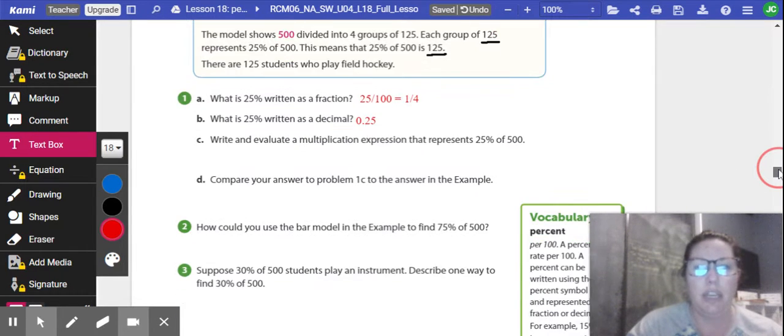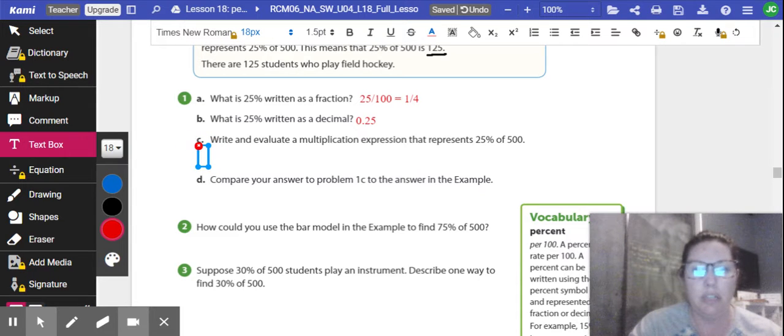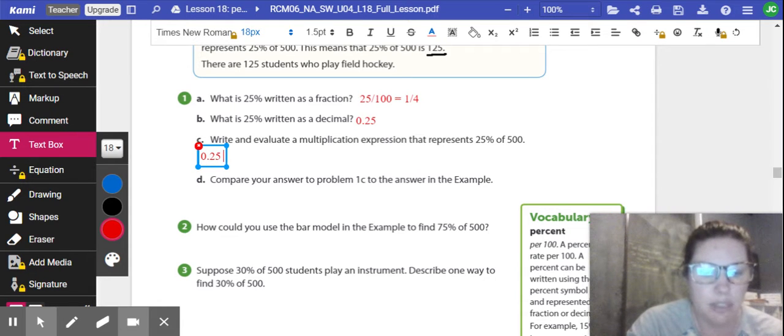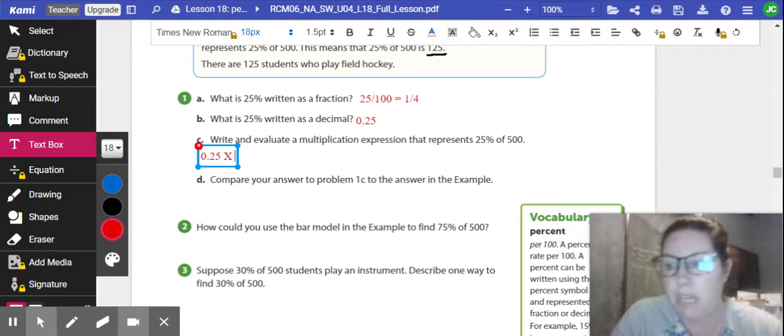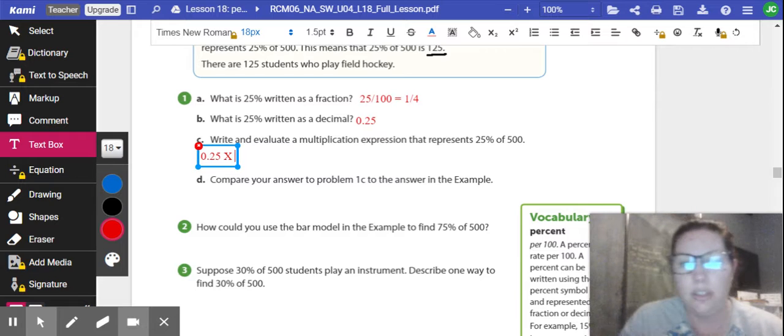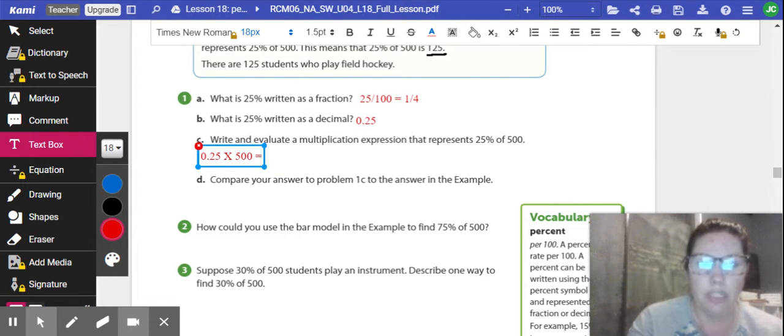Okay, part C. Write and evaluate a multiplication expression that represents 25% of 500. Okay, so there's 2 ways that we can do this. The first way we could do it is using our decimal, which is 0.25 times, because remember the word of means to multiply, so of 500, which we already know is going to equal 125.